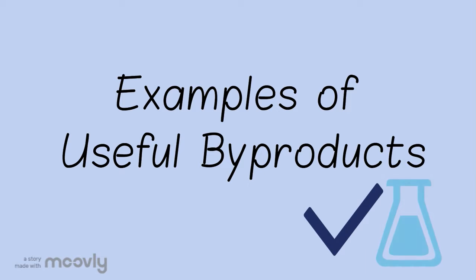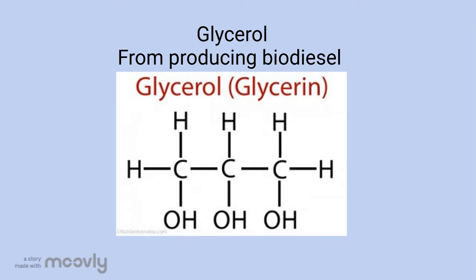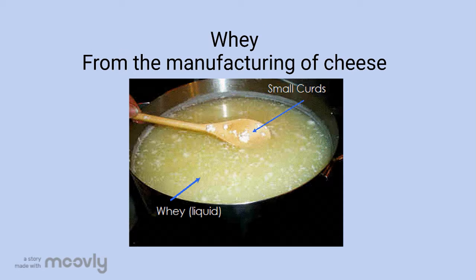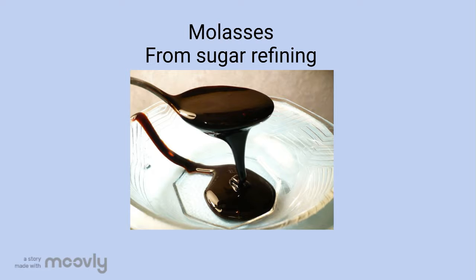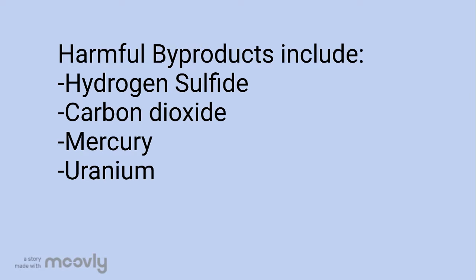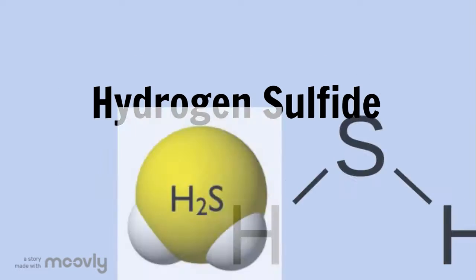Examples of useful byproducts: glycerol from producing biodiesel, whey from the manufacturing of cheese, molasses from sugar refining. Some harmful byproducts include hydrogen sulfide, carbon dioxide, mercury, and uranium.